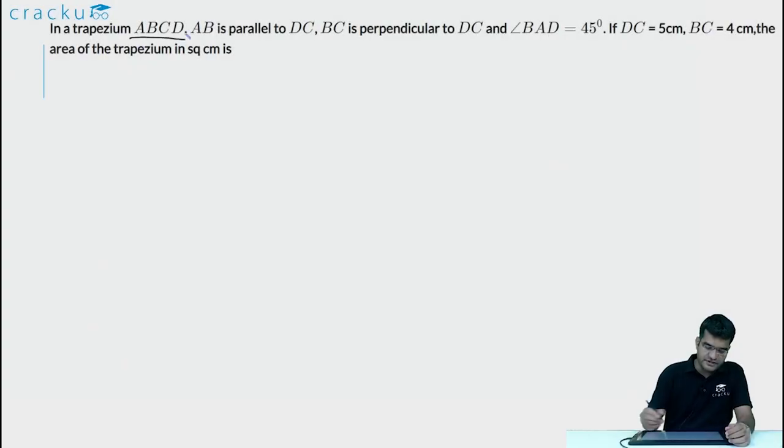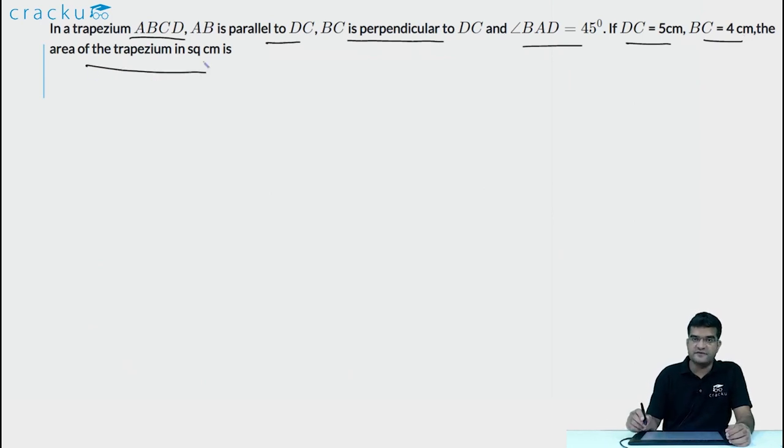In this question, we are told that there is a trapezium ABCD such that AB is parallel to DC and BC is perpendicular to DC. We are also given the angle BAD is equal to 45 degrees. We are told that DC is equal to 5 centimeters, BC is equal to 4 centimeters, and we are asked to find out the area of the trapezium.